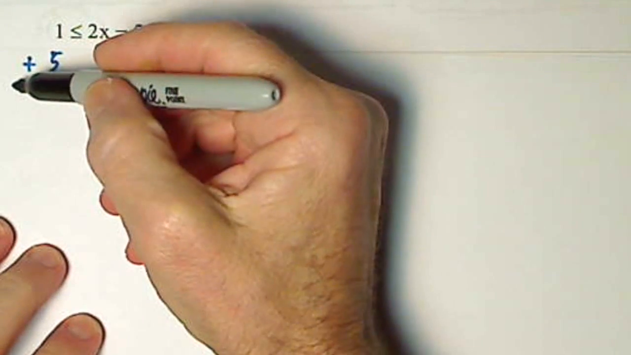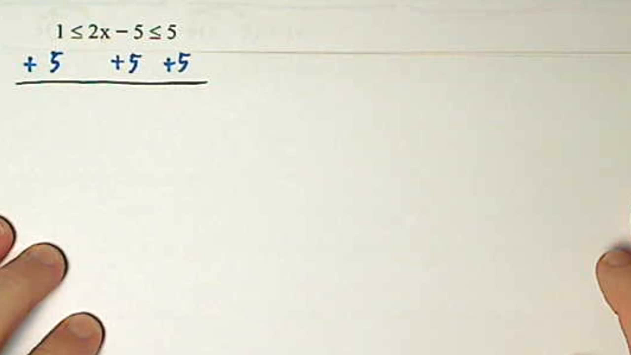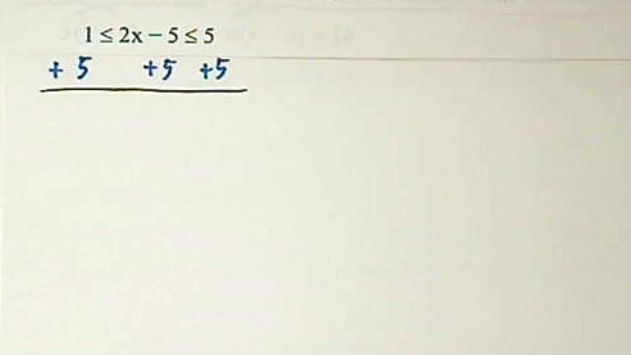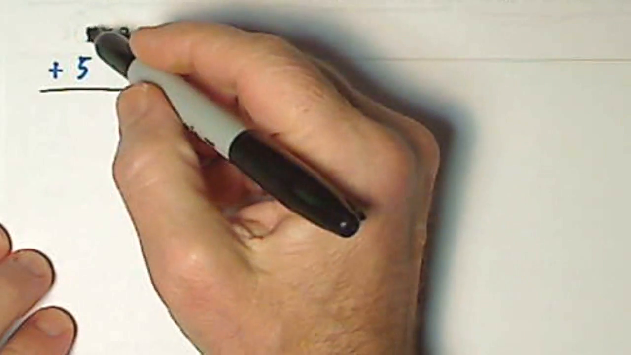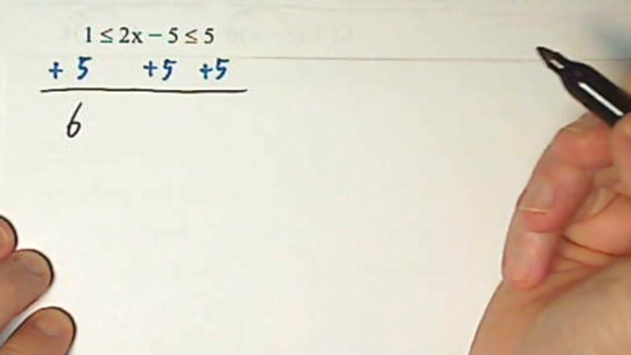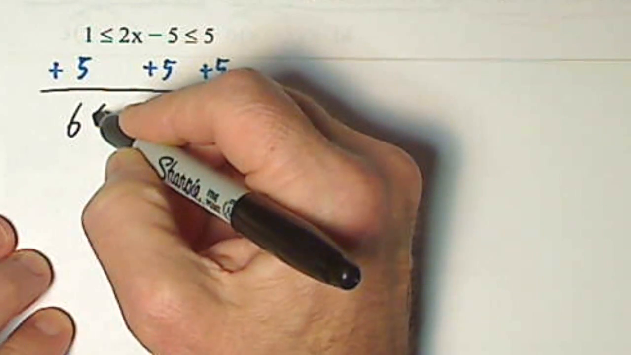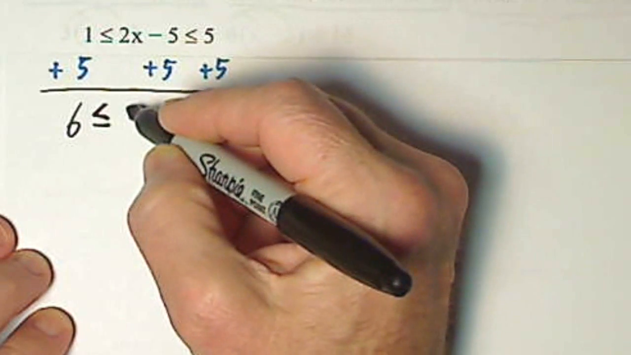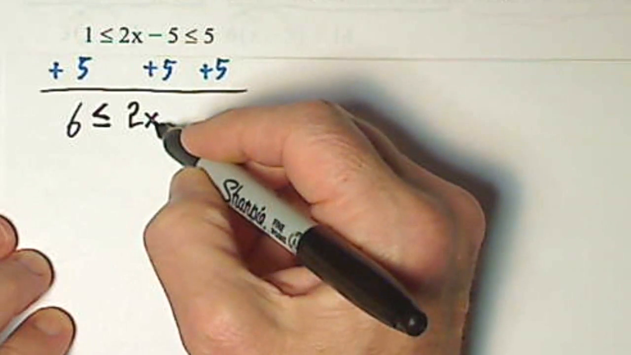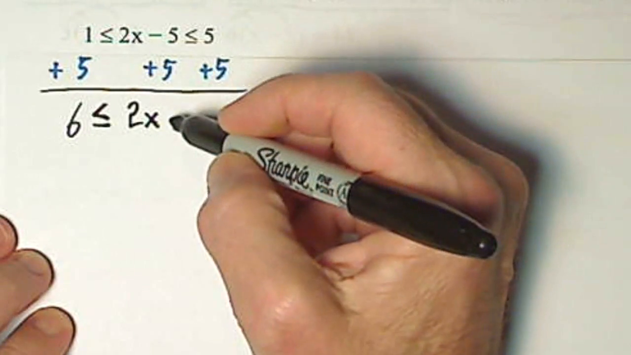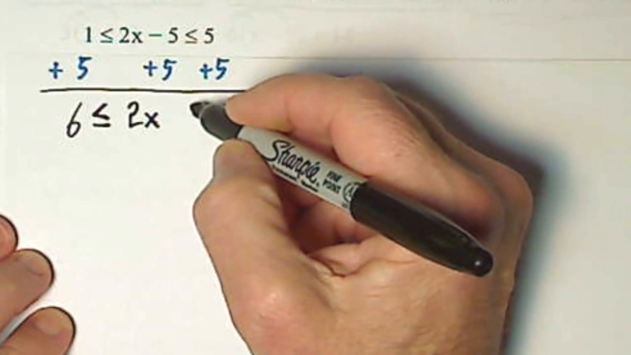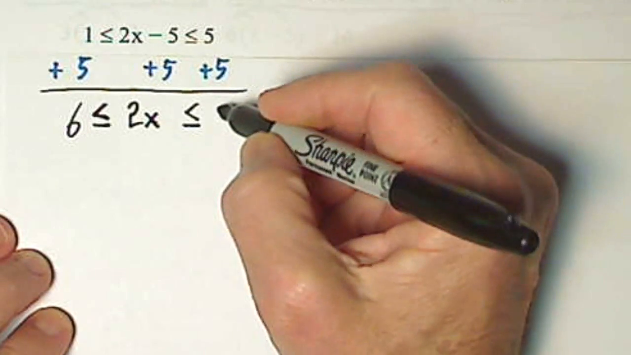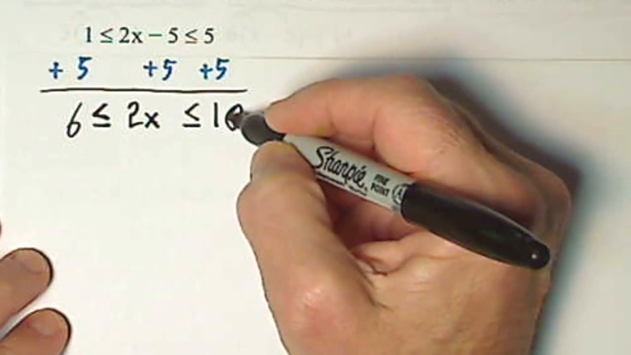And then we'll draw a line here. Maybe I'll zoom in a little bit more. And bring down what we have. So the 1 and the 5 combine to give us a 6. This stays the same. Alright, sorry it's a little bit crooked. We have a 2x remaining in the middle. That 5, -5, +5, that's a 0, so I don't have to write it. Bring down the other inequality sign, and a +5 and a +5 yields a +10.